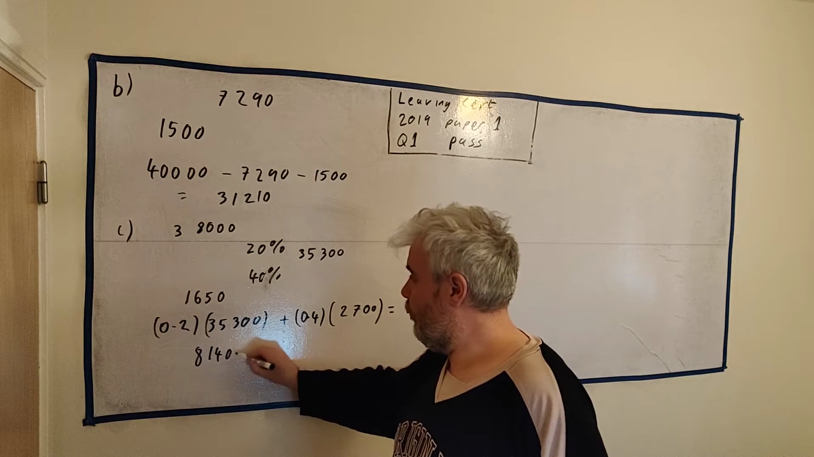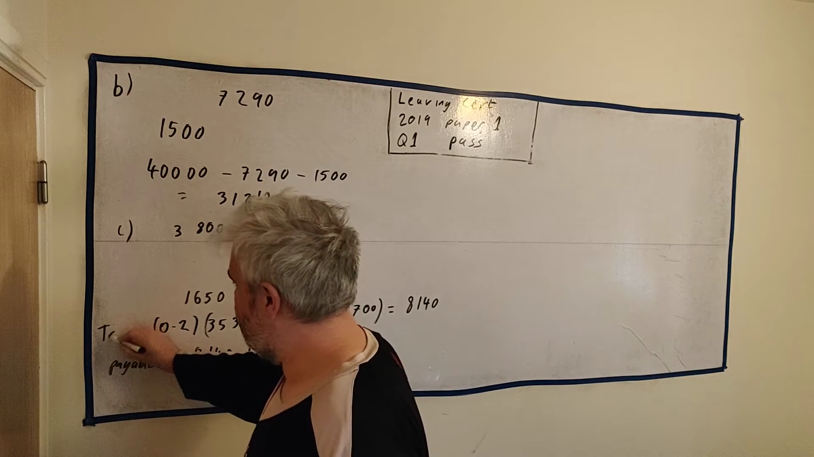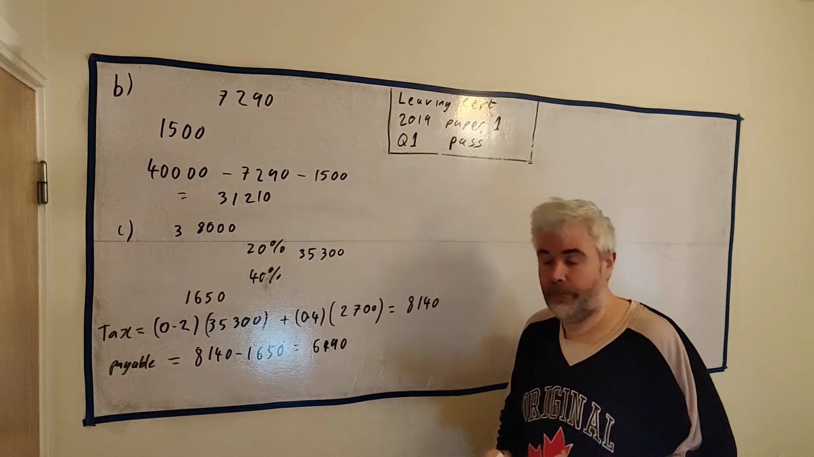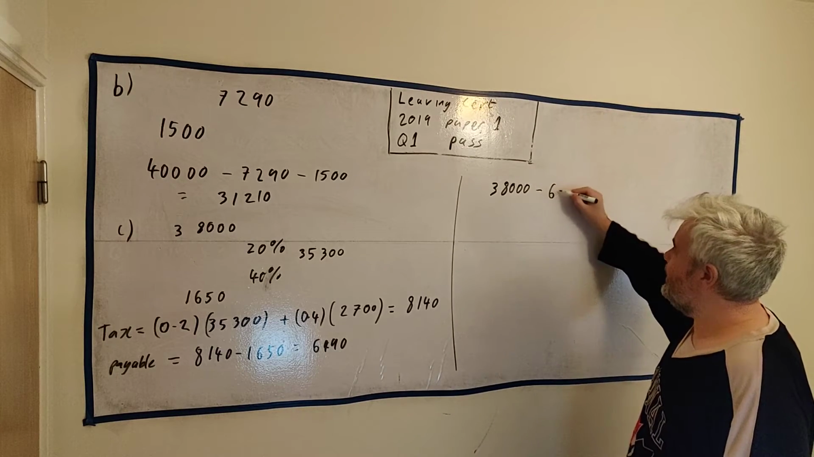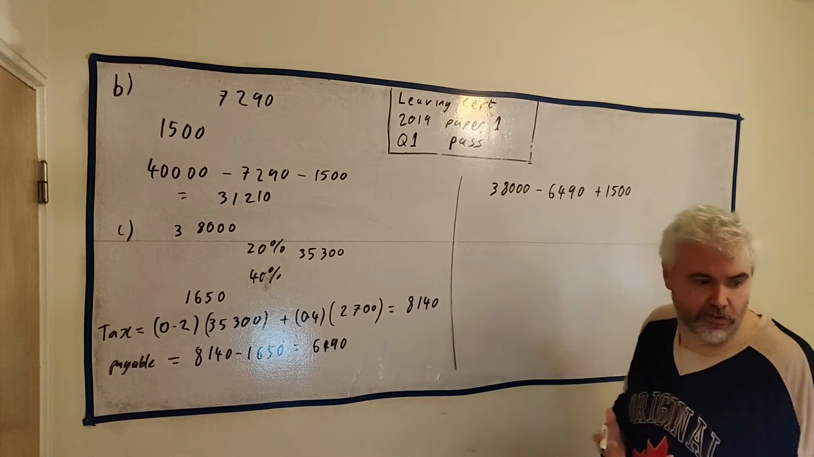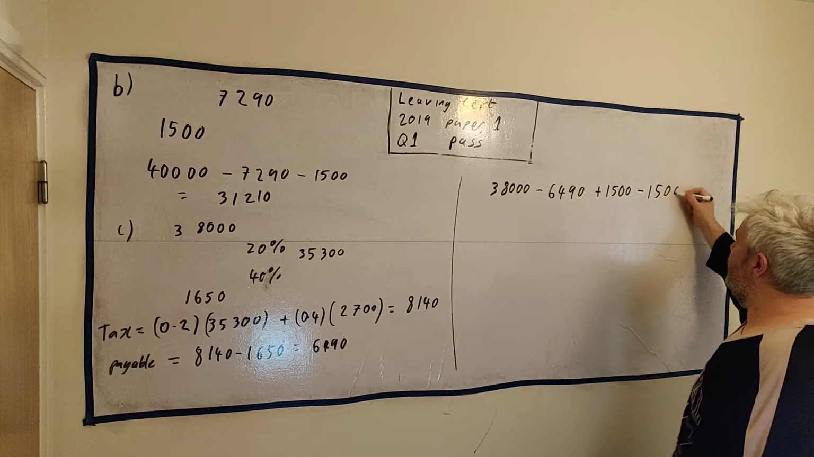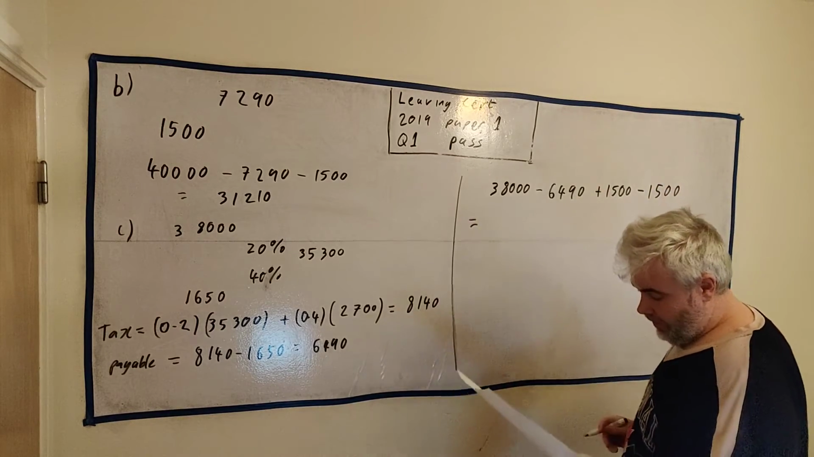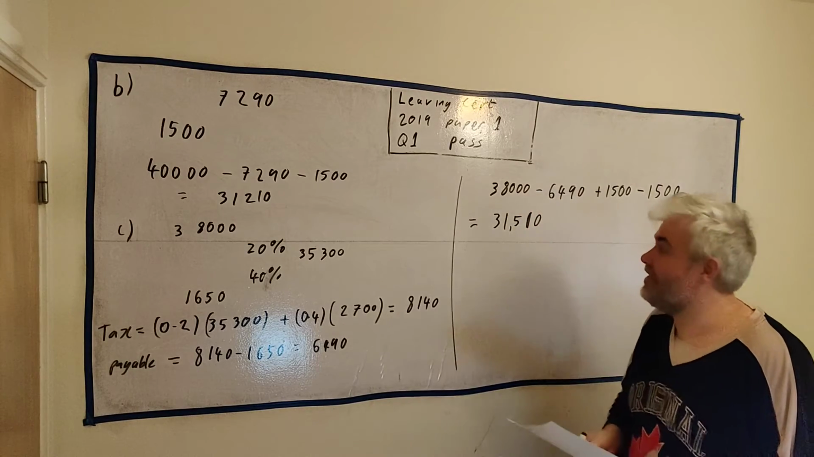So 8,140 minus 1,650. Let's write that as payable tax equals. Payable tax is then equal to 6,490. Okay, so what do we have? She gets paid 38,000. She has to pay tax, minus 6,490. She also gets plus 1,500. And that's her bonus. She gets a tax-free bonus. It was not in the tax. It was after everything. And she also has to pay her health insurance, minus 1,500. Now, these will just disappear. So it's okay if you did not write these. But you can put all of that into a calculator, and you will get 31,510.